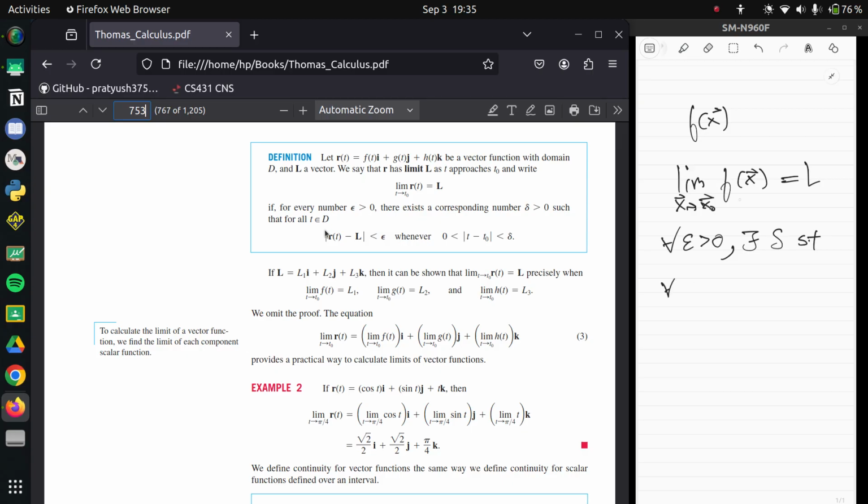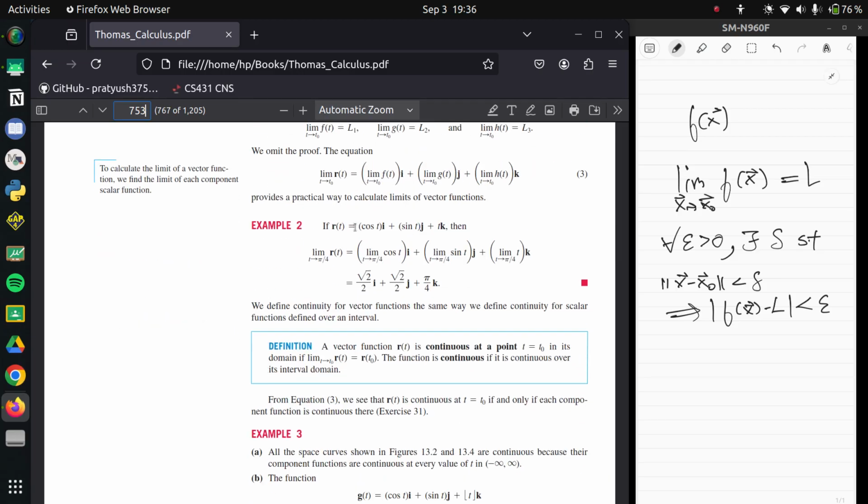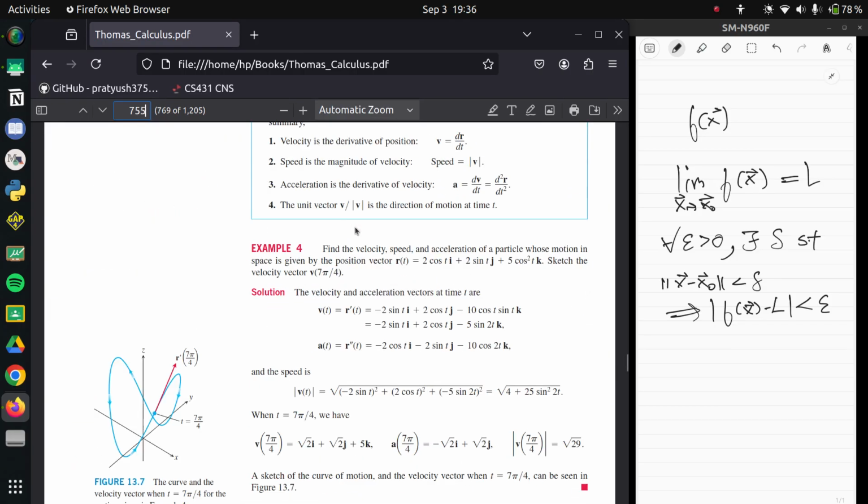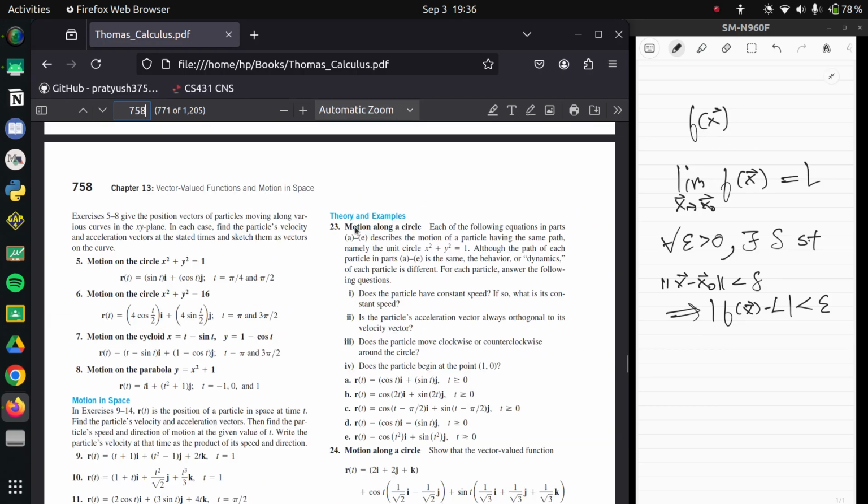so for this sphere, the norm of x minus x naught is less than delta. Whenever this happens, this automatically implies that the absolute value of the function value f of x vector minus L is less than epsilon. So that's just our usual epsilon delta definition. But yeah, let's just get started. I'll skip all these examples, I don't really need all of this.